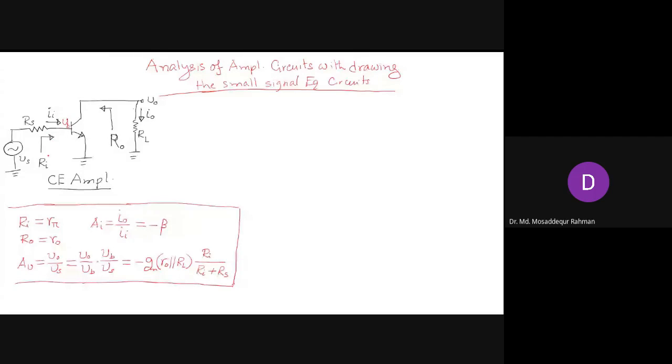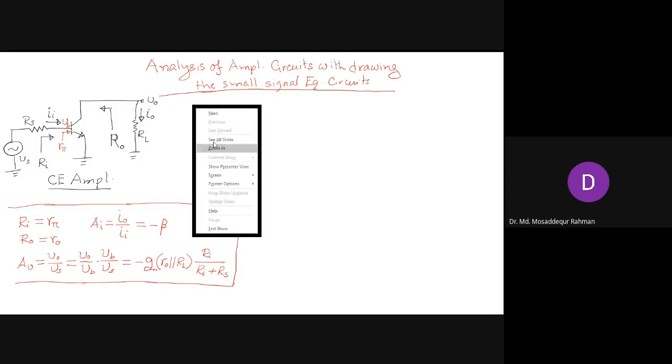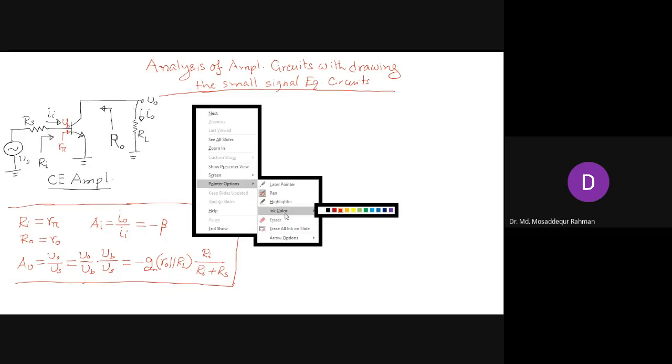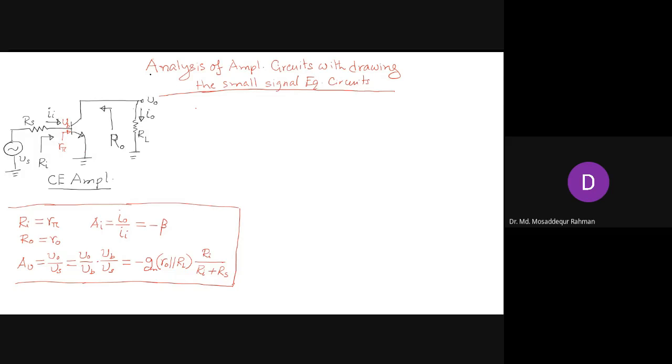Now Ri, what is the Ri? Ri is the resistance looking into the base, between the base and the ground. So emitter is grounded, so that is between base and emitter. And if you look between the base and emitter, the resistance that we have is known as the r pi. So Ri is nothing but r pi. So from this inspection of the circuit, we write that Ri is r pi.